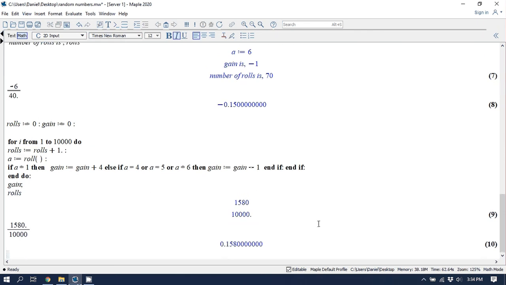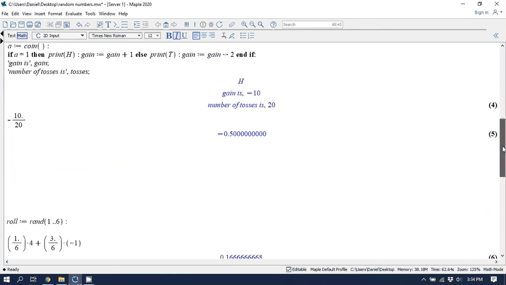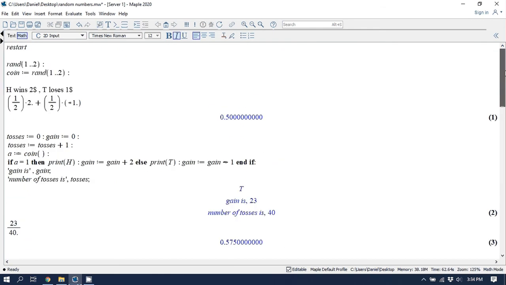So the more times you run the game, the closer you are to the expected value. I encourage you to do this on your own with Maple. It's a fun exercise, and I suppose it will help you understand the actual meaning of the expected value and what it indicates. And that's it for today.